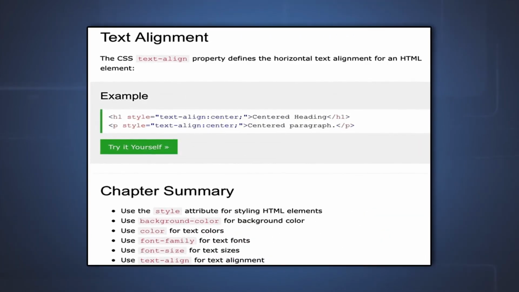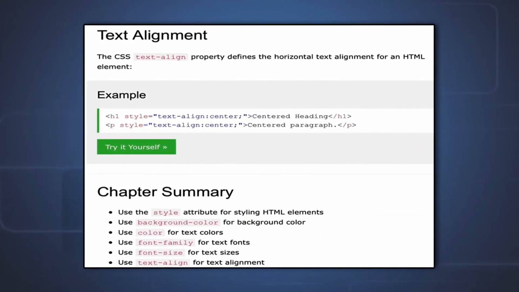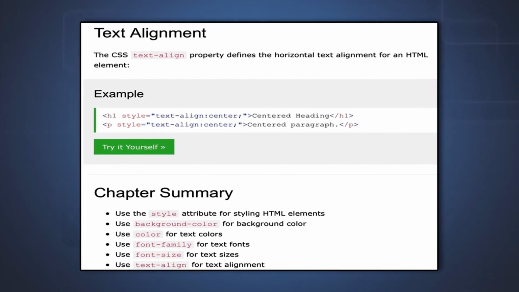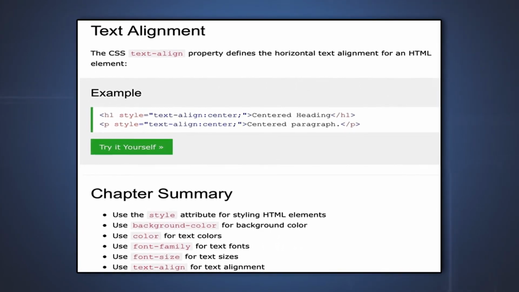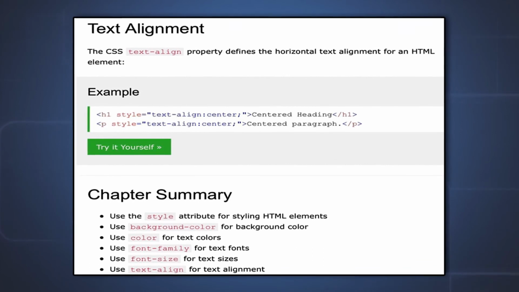Then text alignment is also very important, because it defines the horizontal text alignment for an HTML element. For that we use the text-align property of CSS. So these are the things we use, and then there are several formatting elements also. Let us go through some HTML formatting elements.